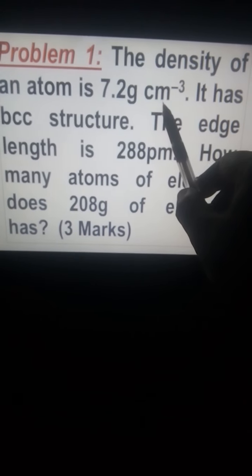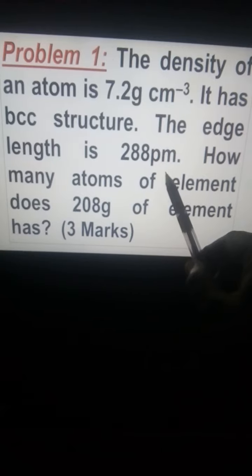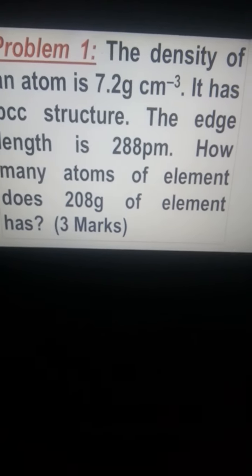Again, the edge length is 288 picometer, that means a of the cubic unit cell is given. So from this we can find out the volume of the cubic unit cell. That volume of the cubic unit cell is equal to side cube, means edge length cube. So that is 288 picometer whole cube, or since the density is given in gram per centimeter, we must convert this picometer to centimeter.